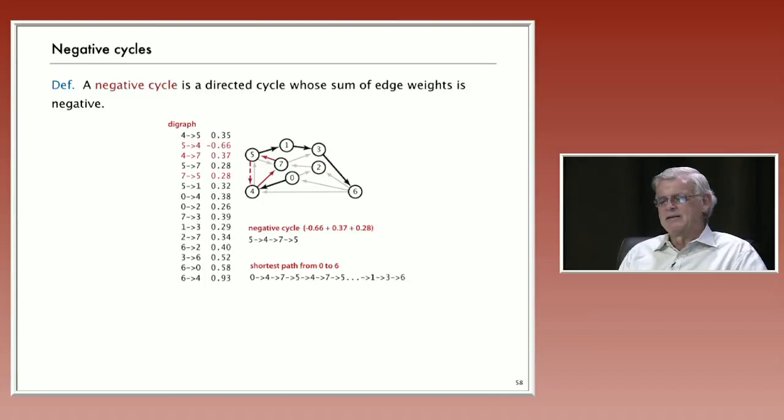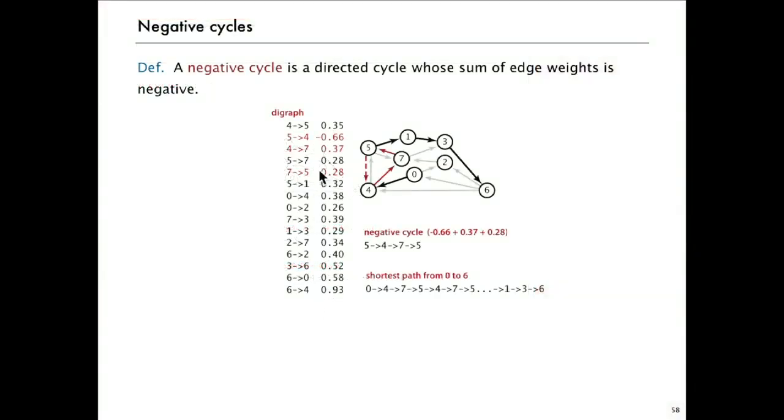And the main thing to think about in terms of weighted directed graphs that might have cycles is that you can have this situation called a negative cycle. So this is a graph, it all looks fine, it's just got this one negative edge from 5 to 4 of weight minus 0.66. And these other ones are 0.37 plus 28, so this plus 0.65. But if you go from 5 to 4 to 7 to 5, then the distance around that is minus 0.01.